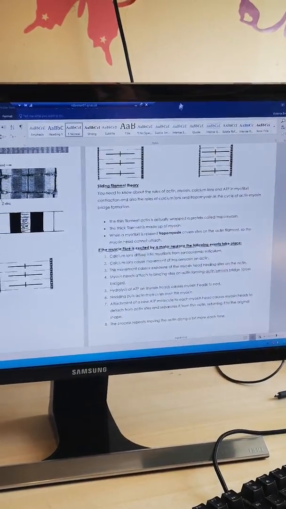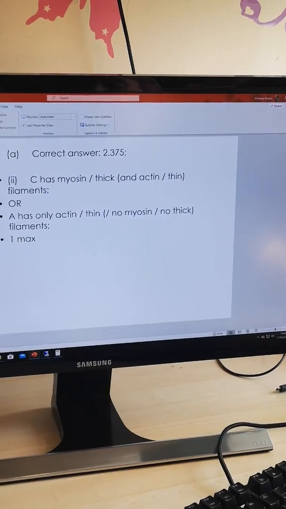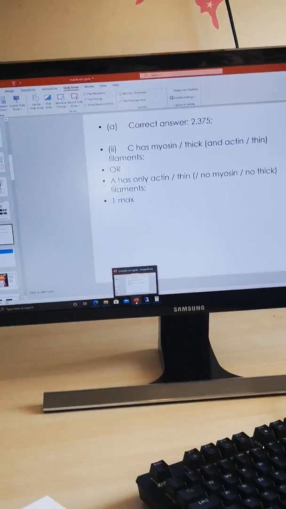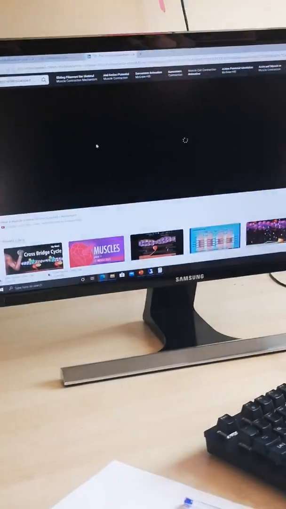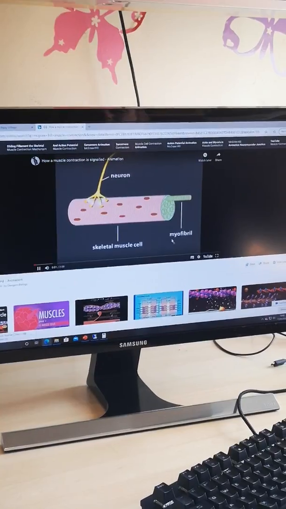So let me show you a picture of that first of all in our relaxed muscle. I'm going to use, oh, it keeps changing animation on me.